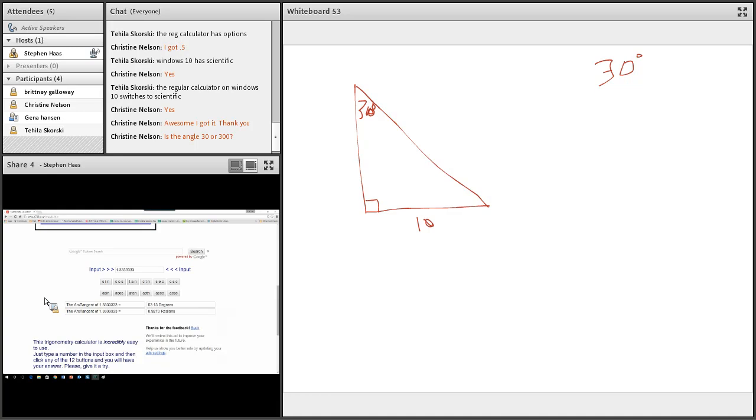So we can use the sine formula, or we could use the cosine formula. I'm sorry, we can't use the cosine formula because we don't have the adjacent or the hypotenuse. But we can use the sine formula, or we could use the tangent formula. Let's use the sine formula. Sine of theta is always the opposite over the hypotenuse.